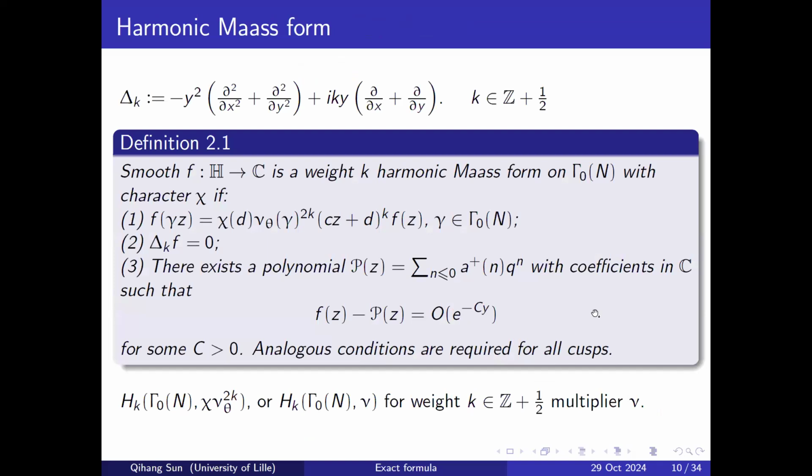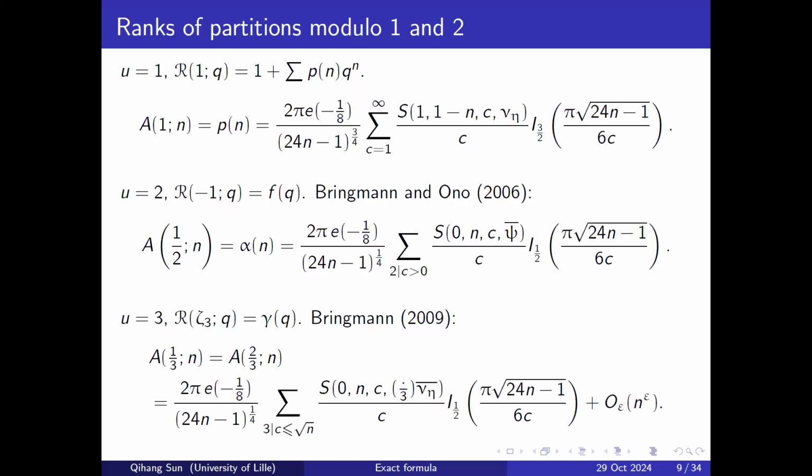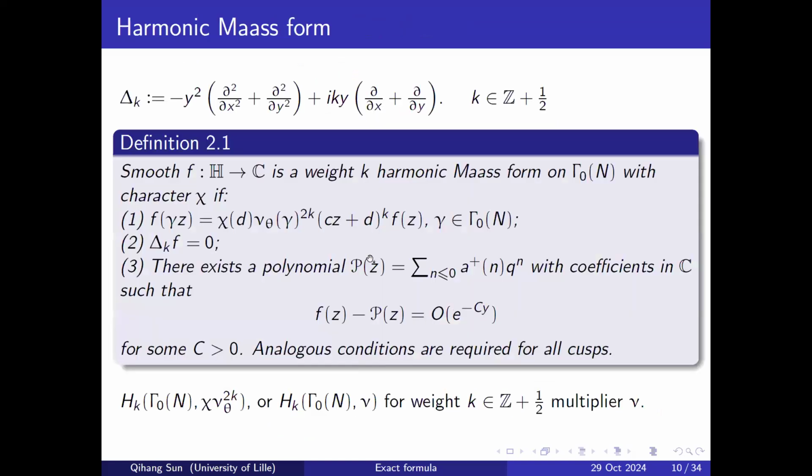The method by Bringmann and Ono, they proved this as the exact formula. It's quite new. It's quite different from the method people used to prove the asymptotics before. Previously, people used circle methods to prove the asymptotics, but Bringmann and Ono used the theory of harmonic Maass forms, where, let me introduce a little bit about the notations here.